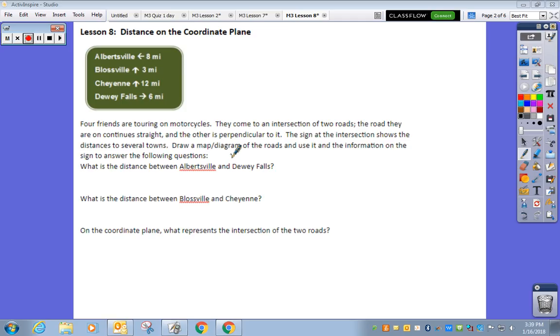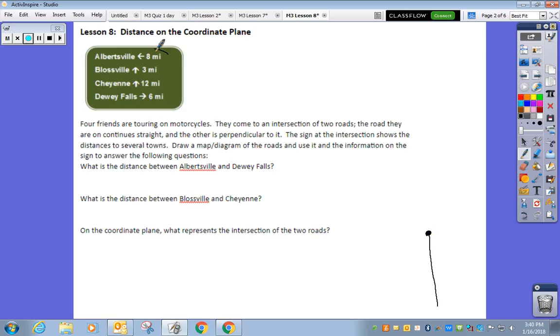The sign at the intersection shows the distances to several towns. Draw a map or diagram of the roads and use it and the information on the sign to answer the following questions. So I'm going to start by drawing the road that I'm coming from. So here I come on my motorcycle, and I come to my intersection. So there I'm going to represent the intersection with a dot.